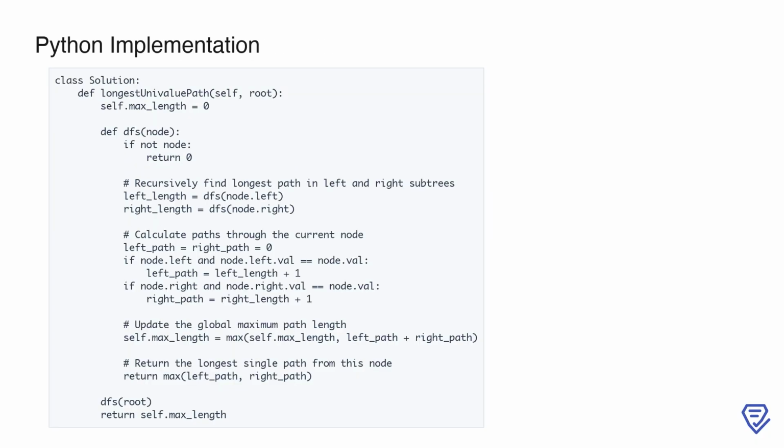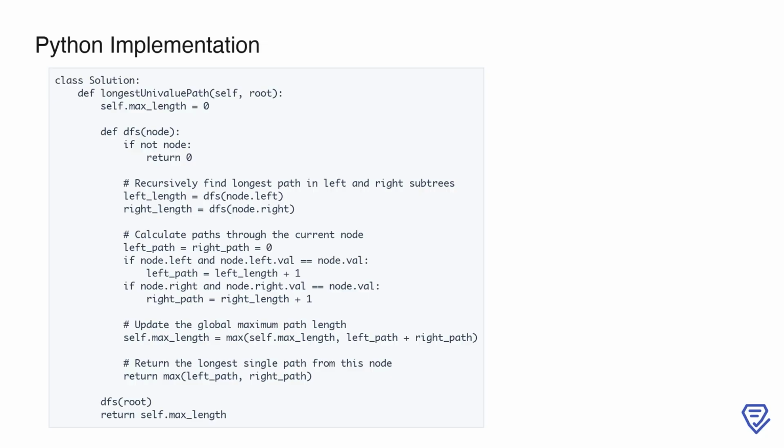The problem requires calculating the longest Univalue path in a binary tree, where all nodes in the path share the same value. The solution uses depth-first search, DFS, to traverse the tree and calculate the longest path recursively. 1. Global variable self.max_length. This variable tracks the maximum Univalue path length encountered during the traversal. It is updated whenever a longer path is found.